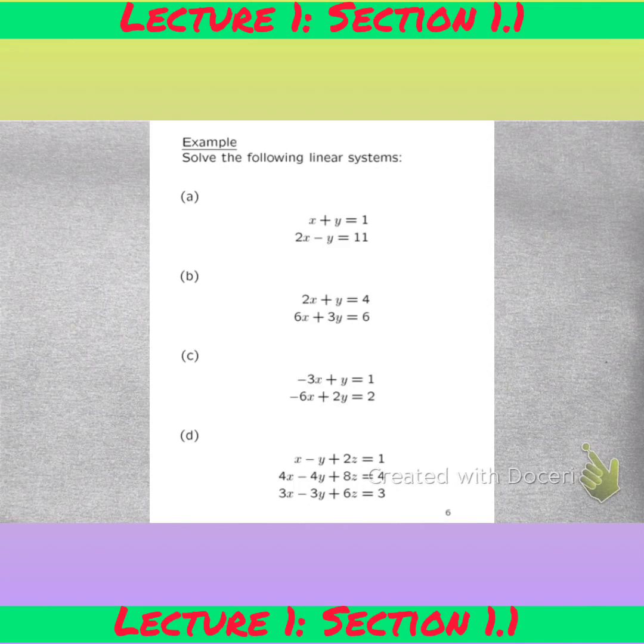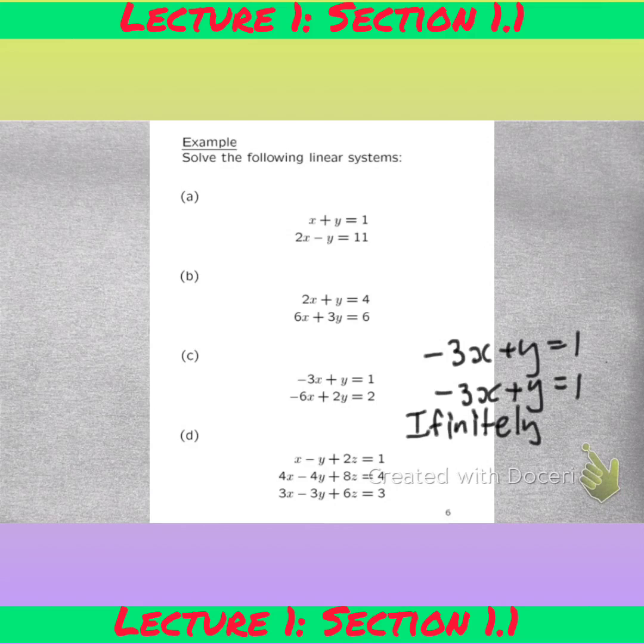The third system corresponds to two straight lines: 3x plus y equals 1, and the second equation you can write as minus 3x plus y equals 1. So that's a linear system with two parallel lines that coincide, and so there are infinitely many solutions, just by inspection.